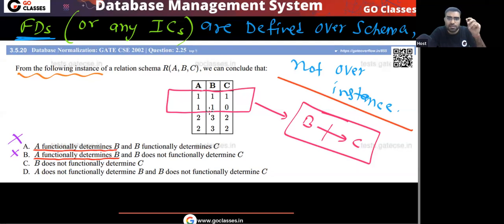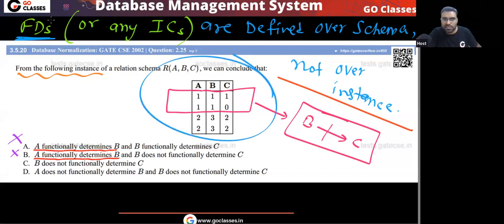When can I say that some functional dependency will hold on the schema? On the schema, some functional dependency will hold when every instance will satisfy it. Yes or no? When every legal instance will satisfy that FD. Very simple. So remember, some functional dependency will hold on the schema if every legal instance will satisfy that functional dependency.